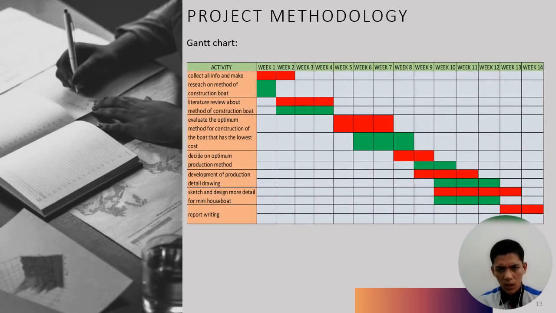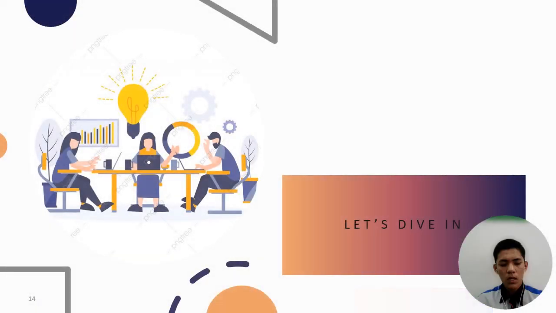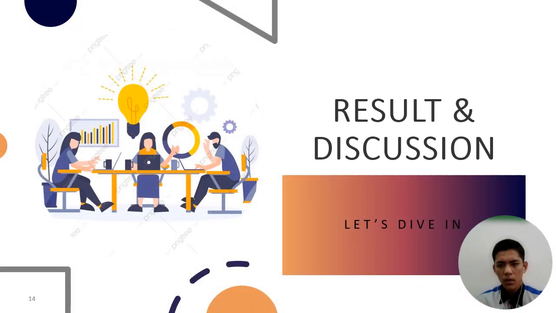And this is our Gantt chart. As you can see, the Gantt chart follows the flow chart. This is the progress of my Gantt chart of the project FYP2. Then we move to the result and discussion.